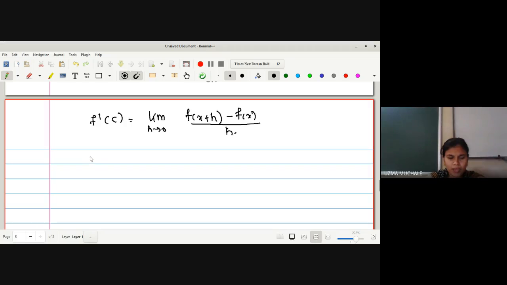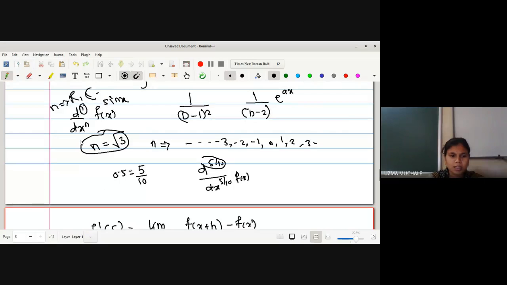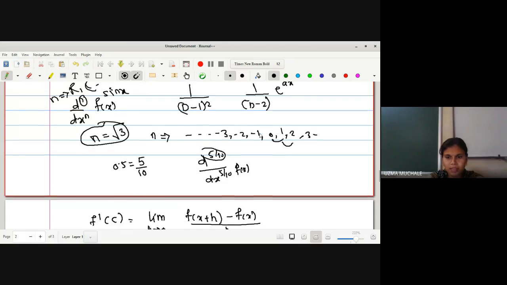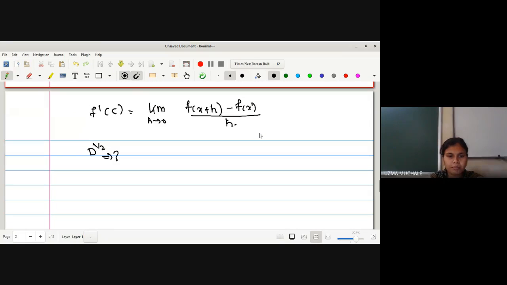Now if I want to find out the result for t raised to half, that means if I want to find out a half derivative, how are you going to find this half derivative? Suppose we go for a very simple one. For these whole numbers we have the derivative. But what about the derivative between 0 and 1, and between 1 and 2? That means it may be 1.5 or 0.5. Okay, what will happen for n equal to half?